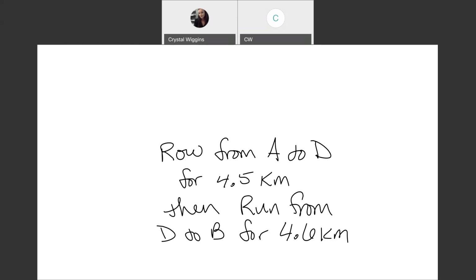The problem said he wants to get there as quickly as possible. Where should he land to reach B as soon as possible? Okay, so we are stating that he should land, write down all these numbers, 9 divided by the square root of 7. He should land 3.4 kilometers downstream, which means that he'll be rowing for 4.5 kilometers across the river before he runs for 4.6 kilometers down.